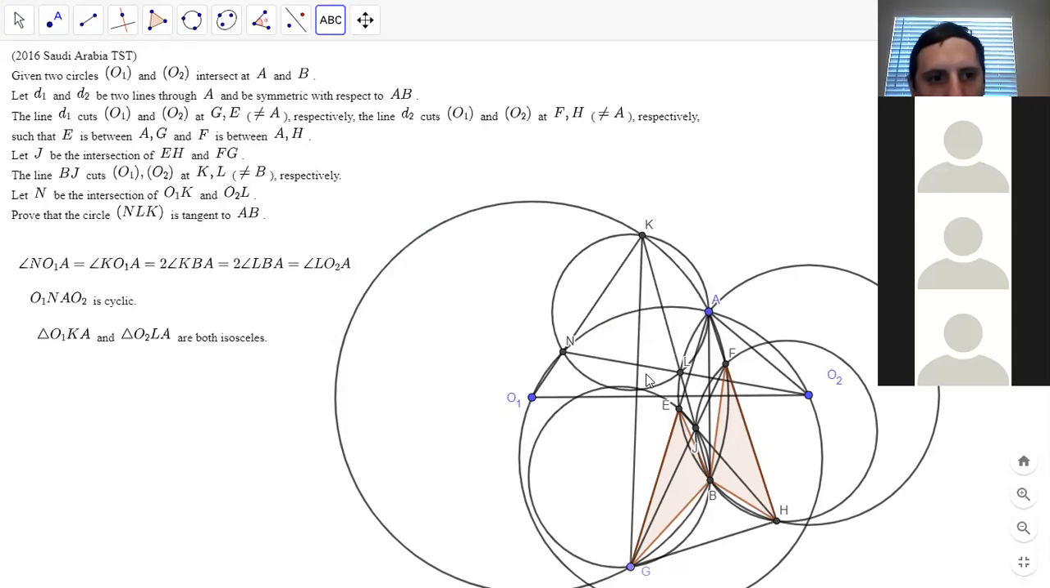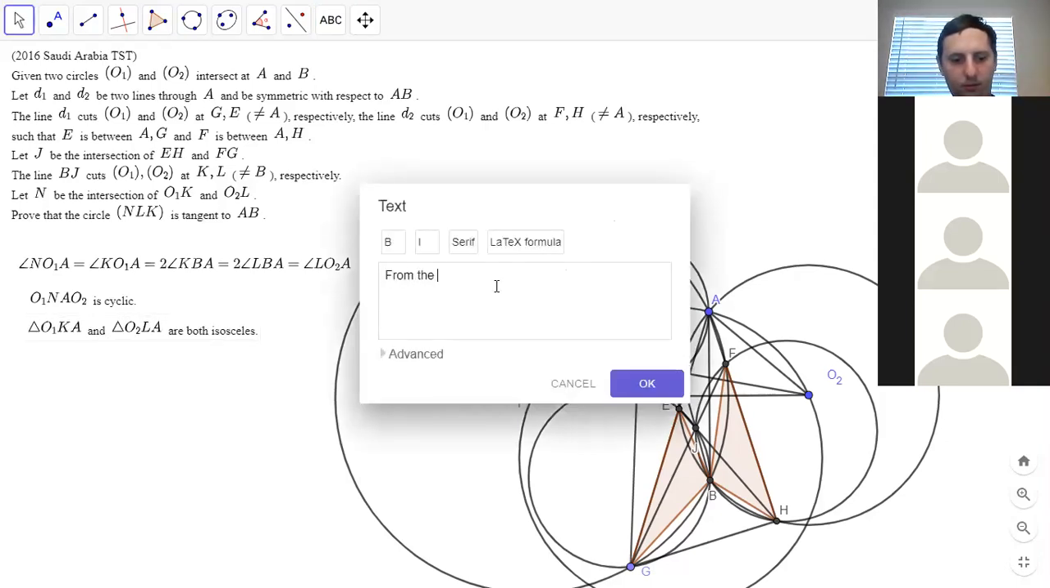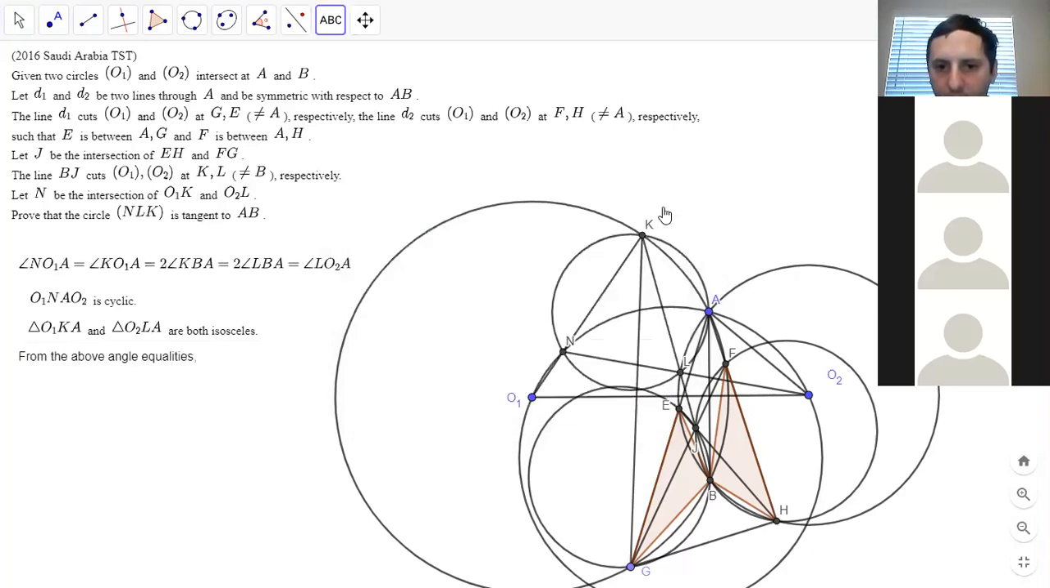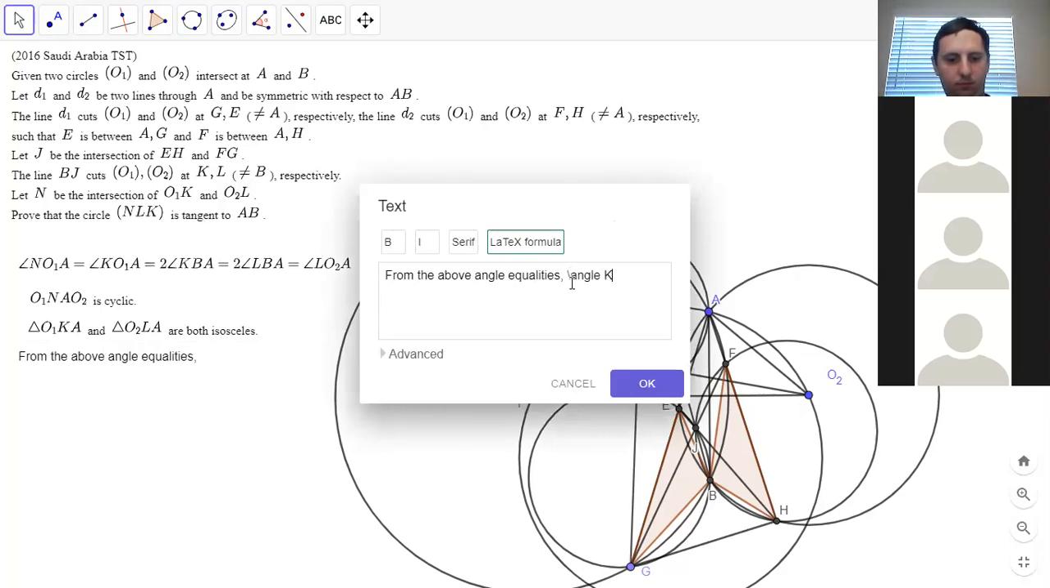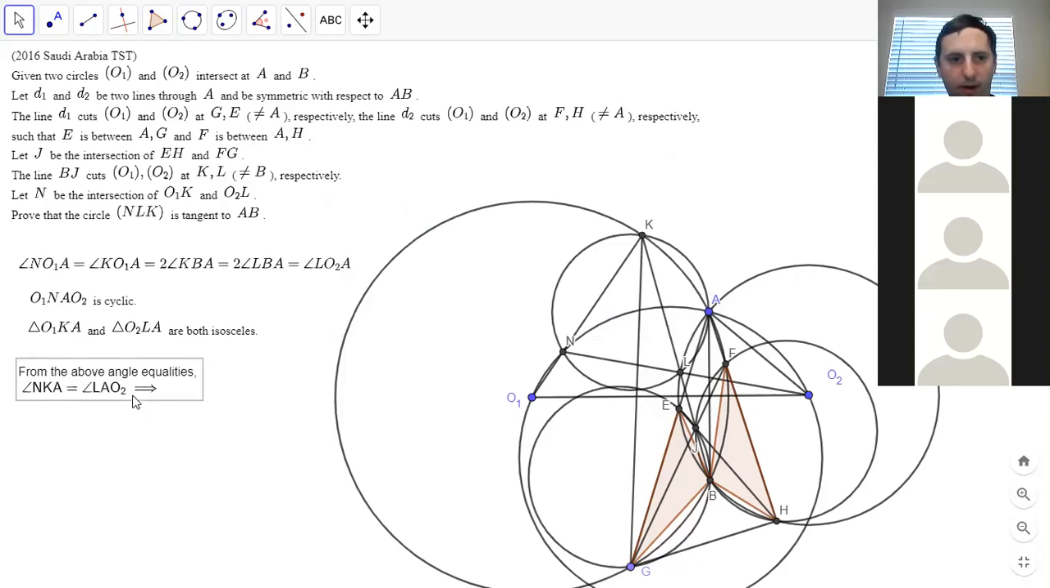And so that means, basically from the above equality, so then from the above angle equality, yeah, then we know that angle NKA is equal to angle LAO2. Oh, and an angle chase completes the problem by proving that AB is the tangent. Okay. Hold on just a second. So that's AKNL is cyclic.